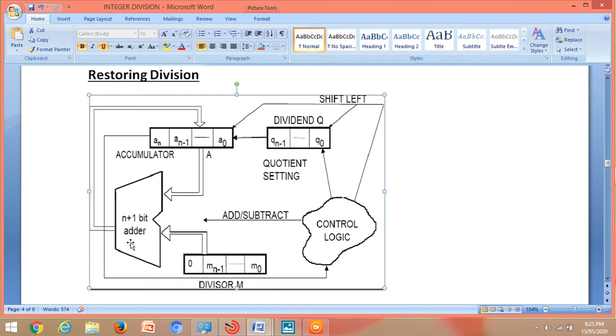Then we have an adder. As I have told you earlier, in the ALU, whether you are doing addition, subtraction, multiplication or division, all these things are performed by using an adder only. So how can you perform a division by using just an adder? That is the beauty of the restoring division algorithm. The algorithm works in such a way that this adder and the shifting of these registers will do the division process. There is also one logic called the control logic, which will convert this adder into a subtractor or adder accordingly.